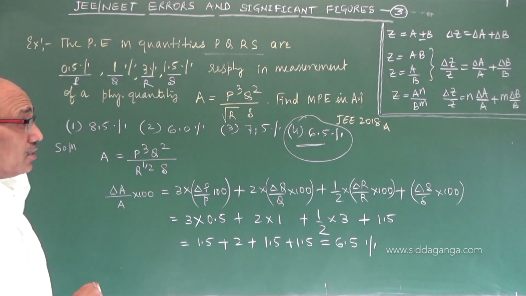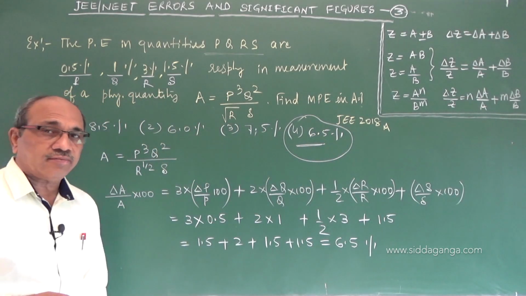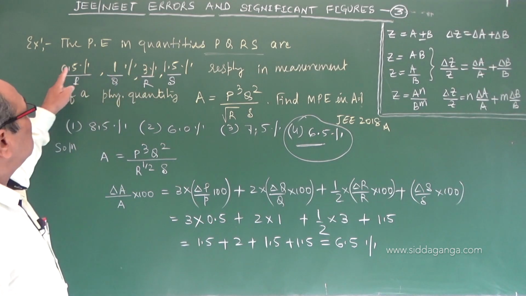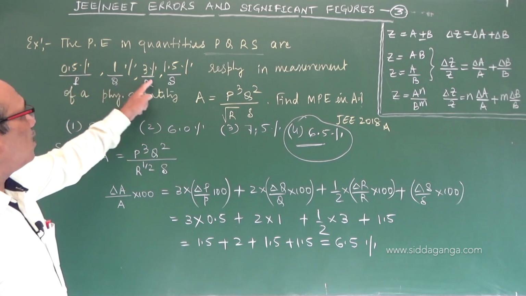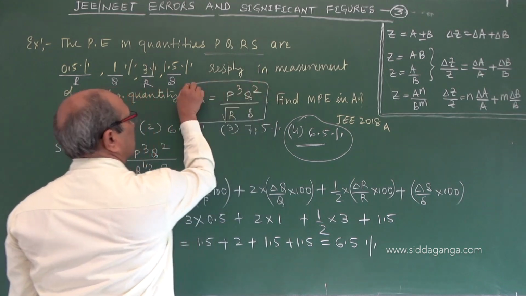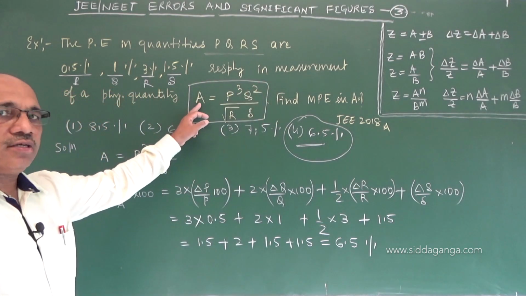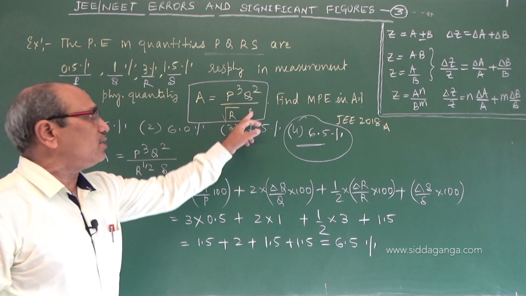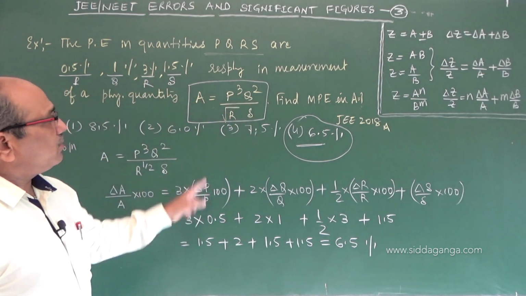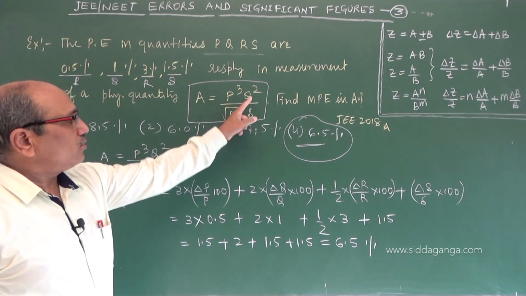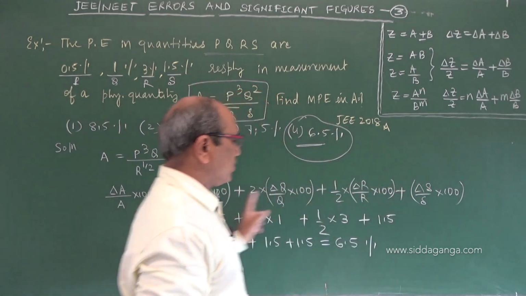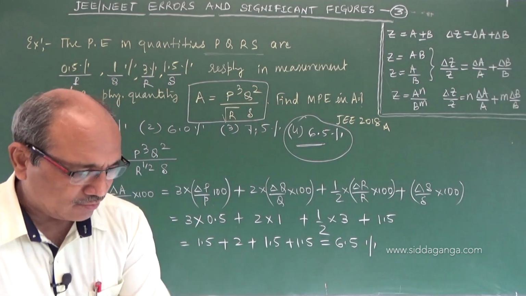This question appeared in JEE 2018 April. They gave the percentage errors in measuring P, Q, R, S and the quantity. What is the maximum possible error in this due to the errors in measuring these, in percent? So 3 into delta P by P, 2 into delta Q by Q, half into delta R by R, and S into delta S; all are added. You got the answer. Let us come to the next one.